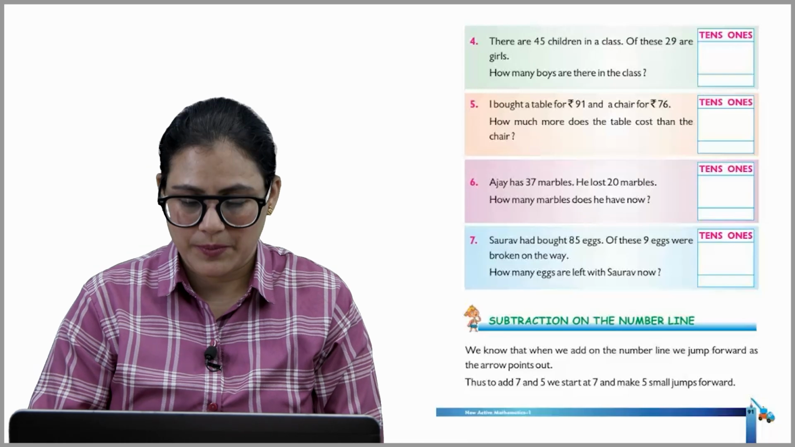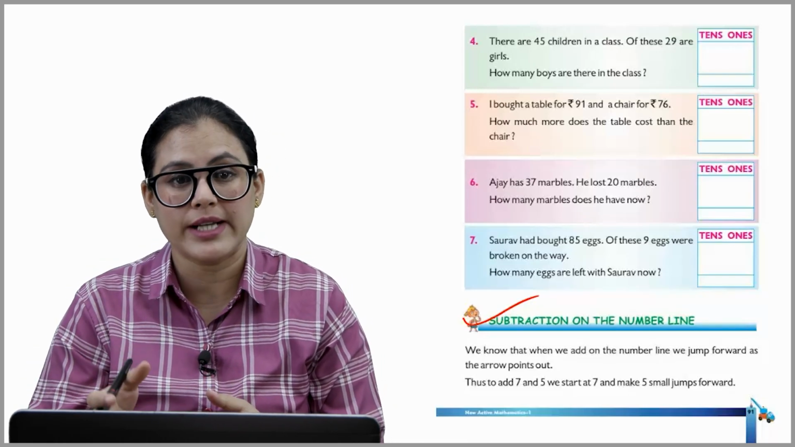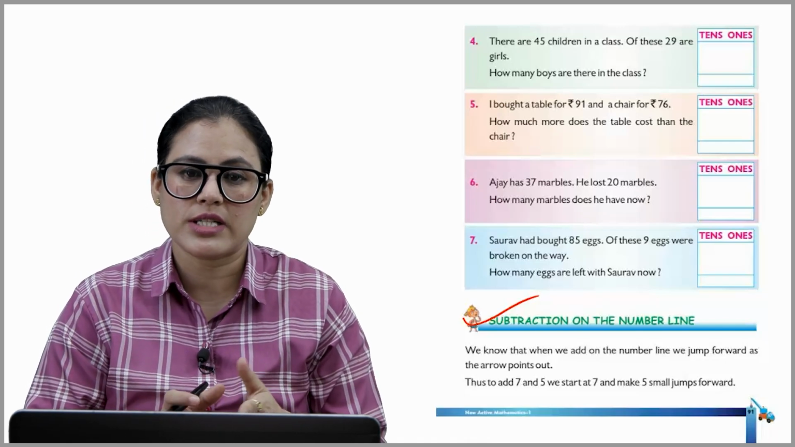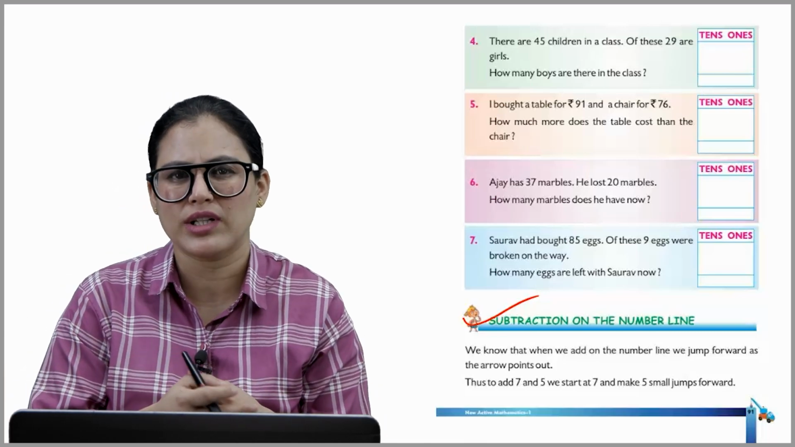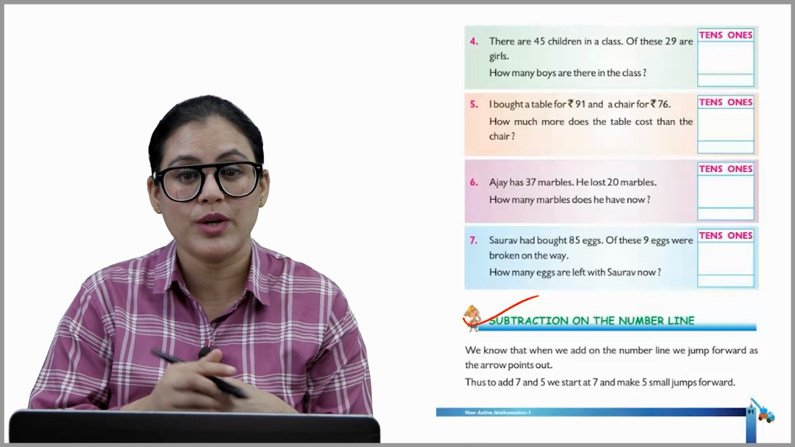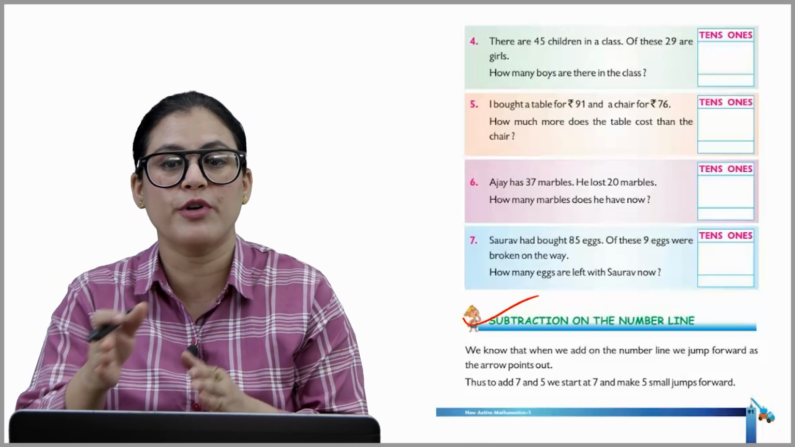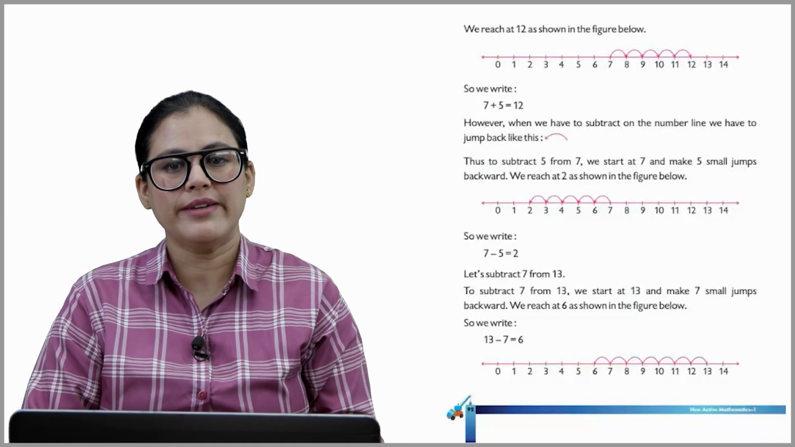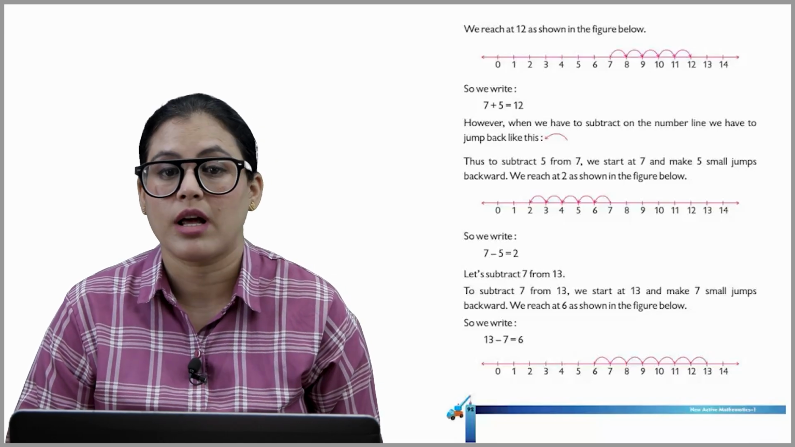Subtraction on the number line. We know that when we add on the number line, we jump forward as this arrow points out. Thus, to add 7 and 5, we start at 7 and make 5 small jumps forward. Whenever we add on the number line, which side do we go? We go towards the right. We reach 12 as shown in the figure below. So we write 7 plus 5 is equal to 12.